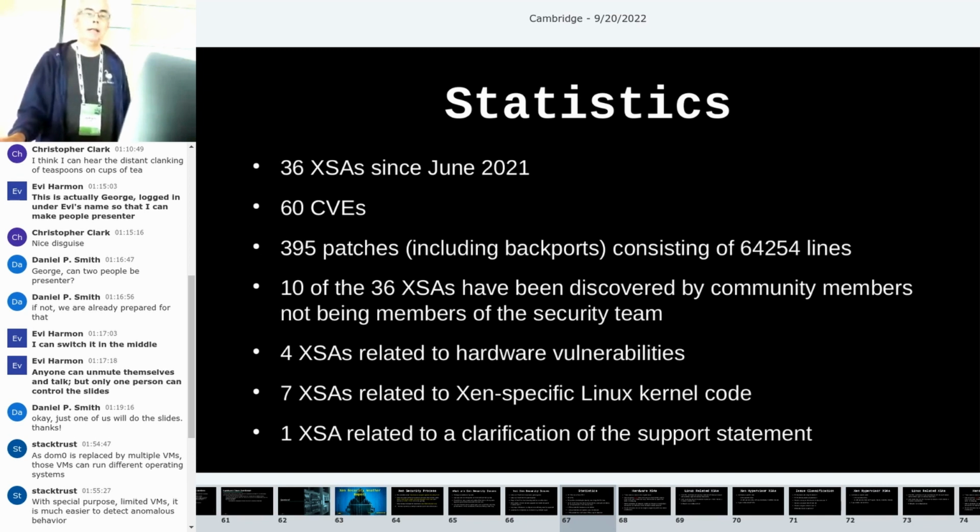And one XSA was related to just a clarification of this support statement. So we decided to explicitly call out the hardened front ends of the Linux kernel and the non-hardened ones as well, to make clear which ones would qualify for an XSA and which ones wouldn't. This last XSA, of course, got no CVE because it wasn't reporting a vulnerability, but just clarifying what would be a vulnerability.